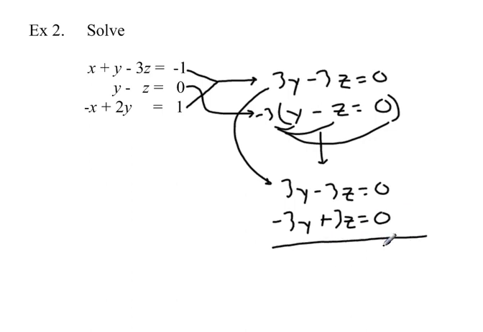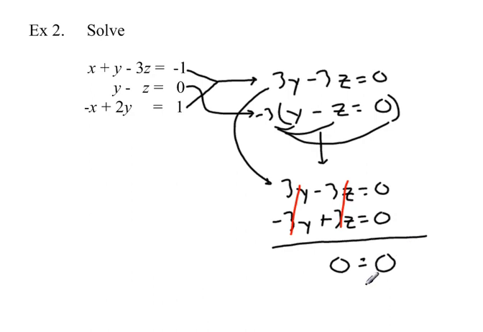Okay, so if we add these together, well, wait a minute here. Adding the y's together, that's gone. Adding the z's together, that's gone. So on the left, everything's gone. Let's just write that as 0 equals 0. Well, that's very strange here because everything is eliminated.